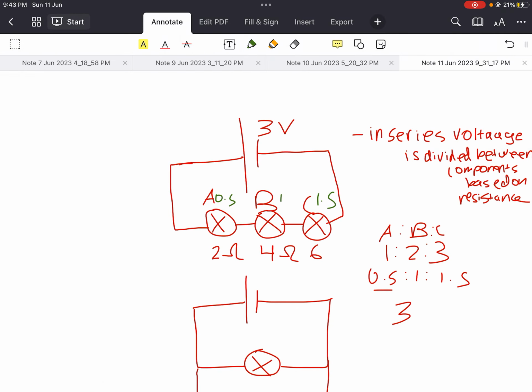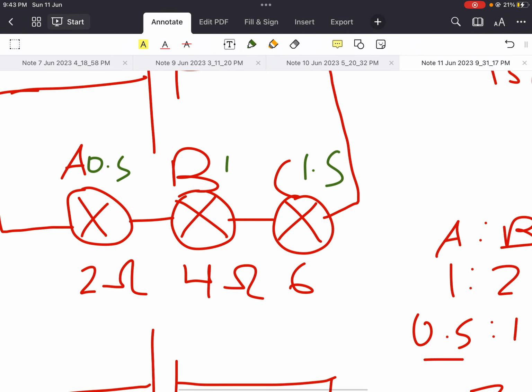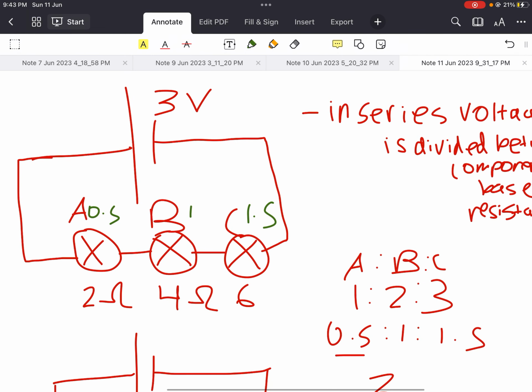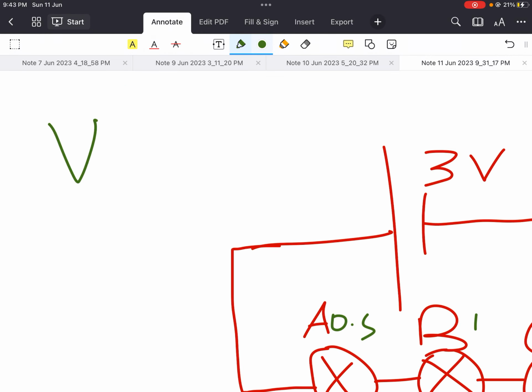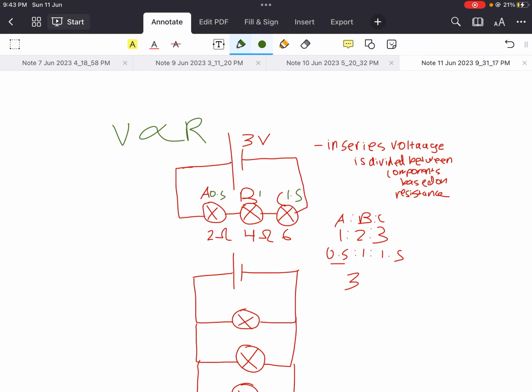And as you can see, as the resistance doubles, the voltage you receive also doubles. So that basically means voltage and resistance are directly proportional. The higher the resistance, the more voltage the component gets. So they are directly proportional.